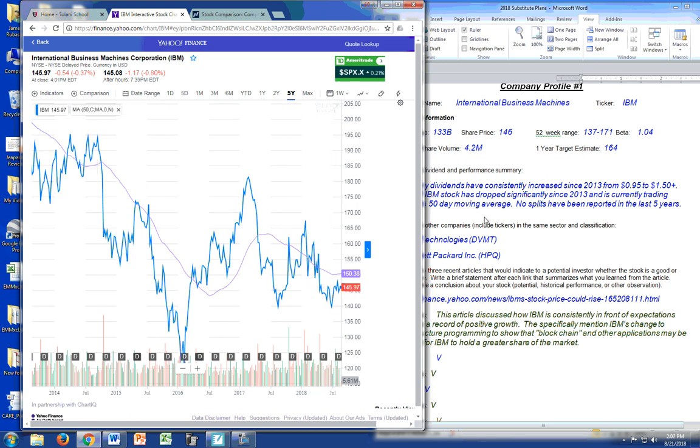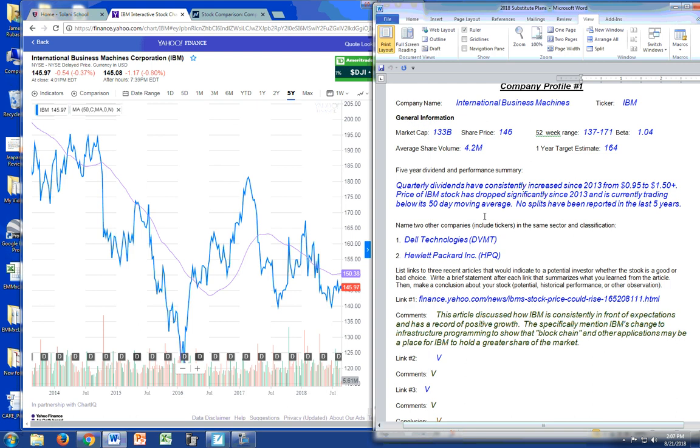So let's see what I wrote here as my summary. I wrote quarterly dividends have consistently increased. So you can see the dividends here. They have consistently increased, from 95 cents to $1.50 plus. The price has dropped significantly and is currently trading below the 50-day moving average. So very simple summary of this page.